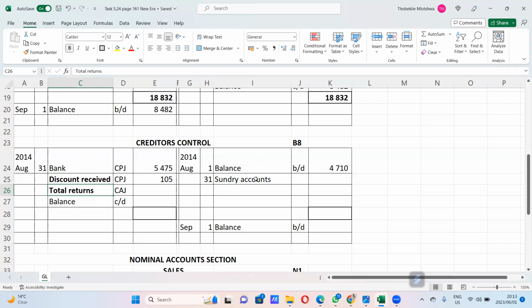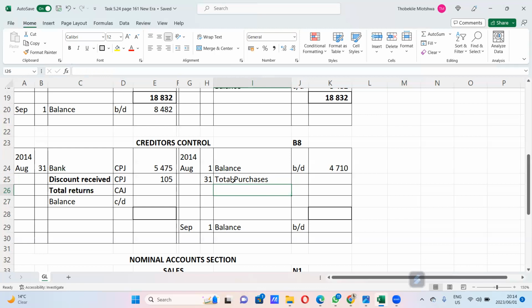And then on the other side, we've got this one. Can you see things can be named differently? They use sundry accounts, but I want to change this word to total purchases. This is what I taught you, but it's the same thing. You can even in your pages, when you're doing this, just change it to total purchases. You can call it total purchases or you can call it sundry accounts.